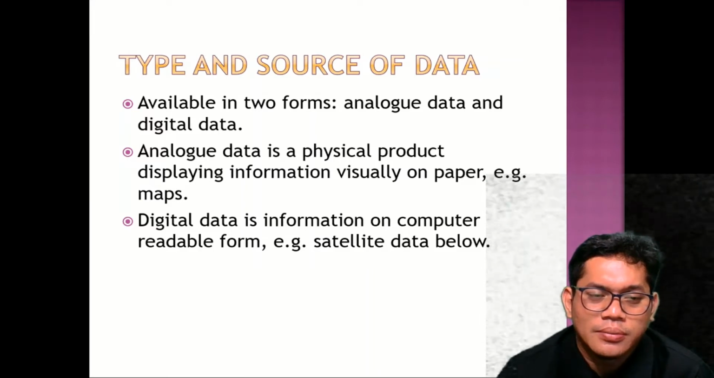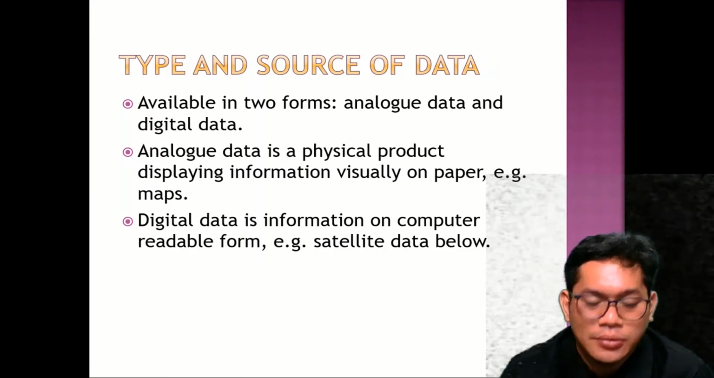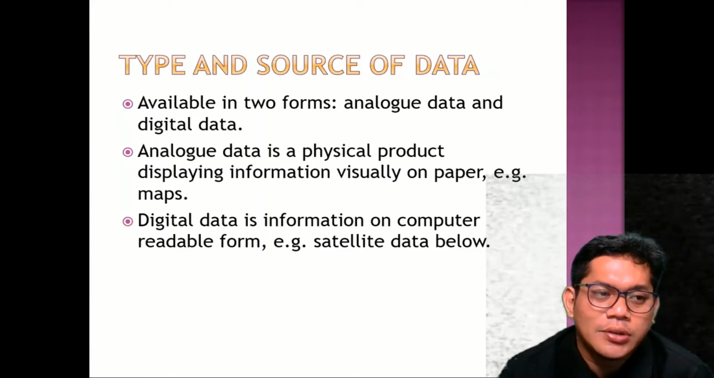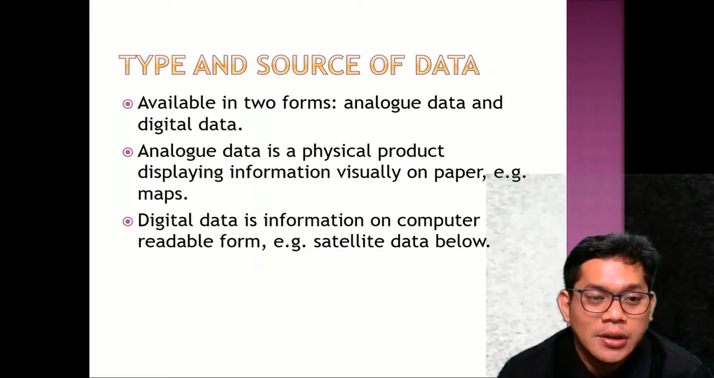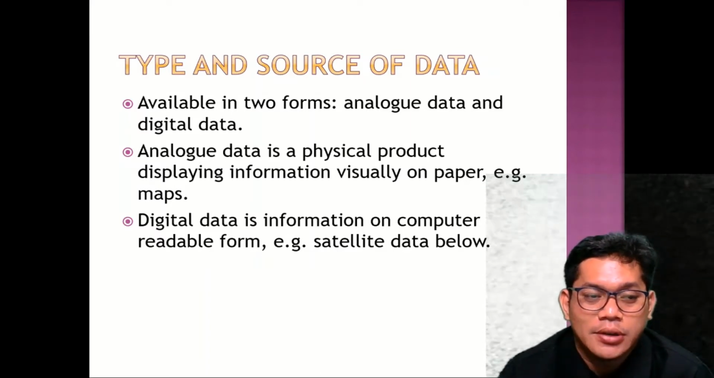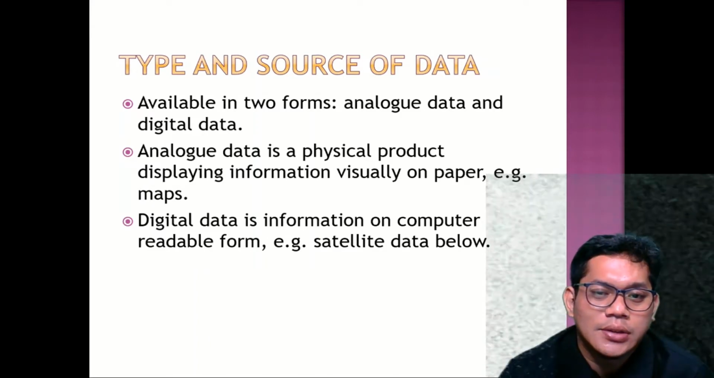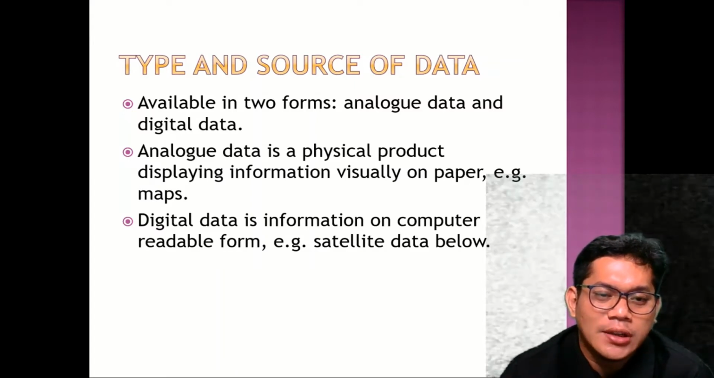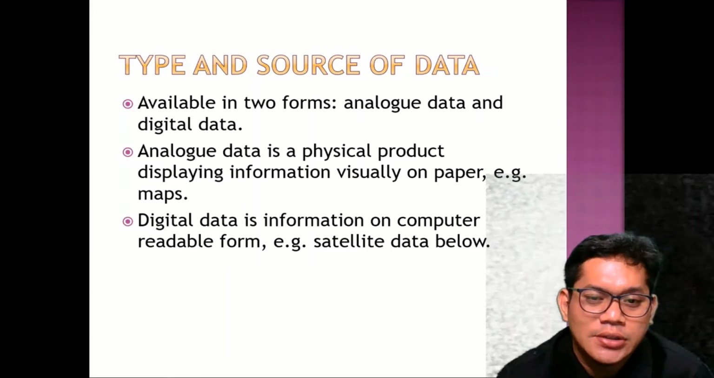Especially when we do a study which consists of data from previous years, let's say from the 1950s, during that time there was no computer and we only had printed maps. So analog data is a physical product that we have to digitize later, while digital data is information in computer form, such as satellite data and more.